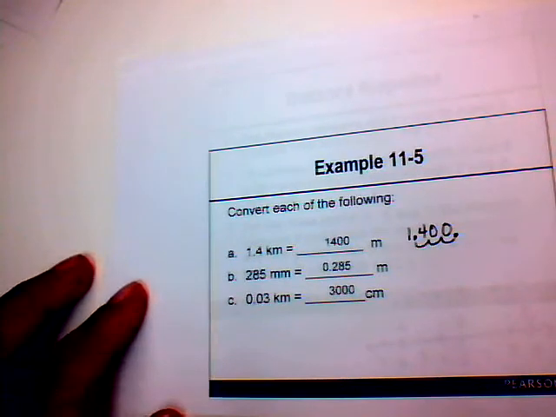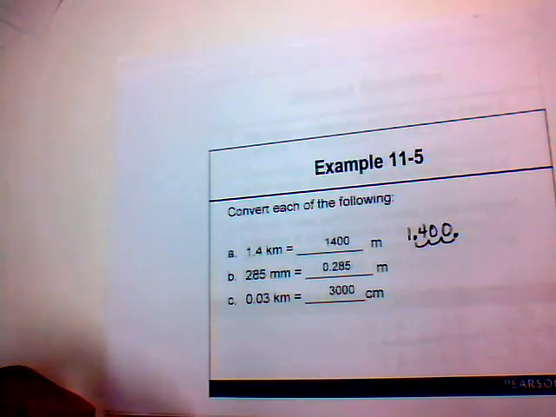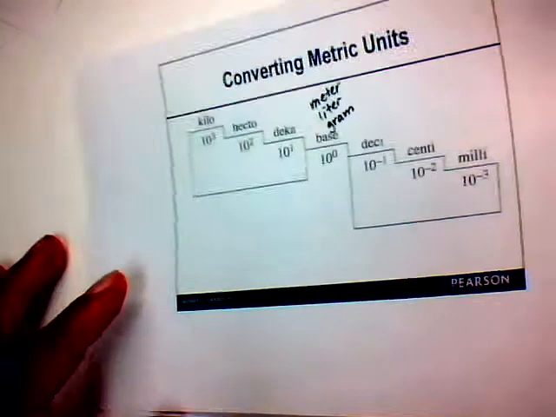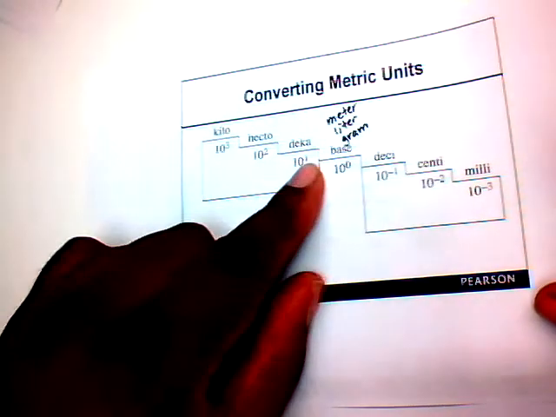Part B is 285 millimeters, and we want to convert that to meters. Let's go back to this chart here. We're going from millimeters up to meters.